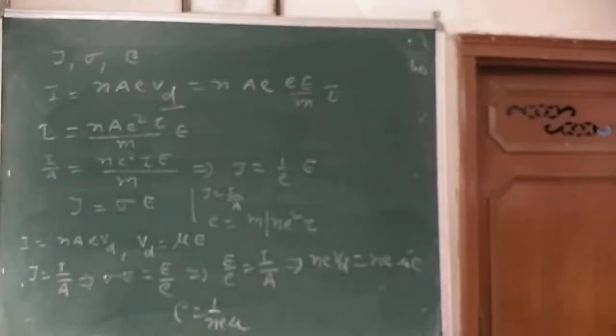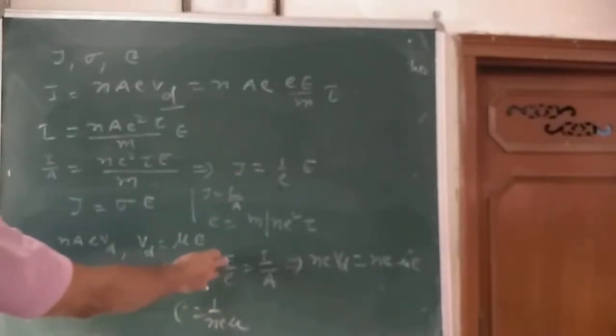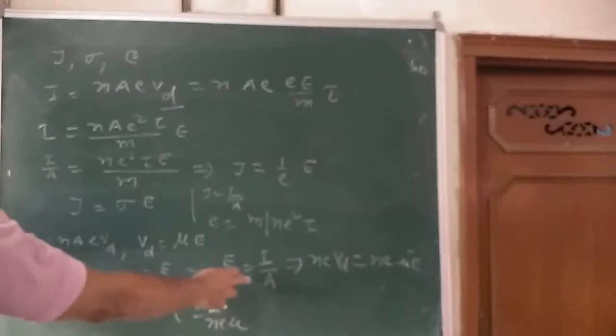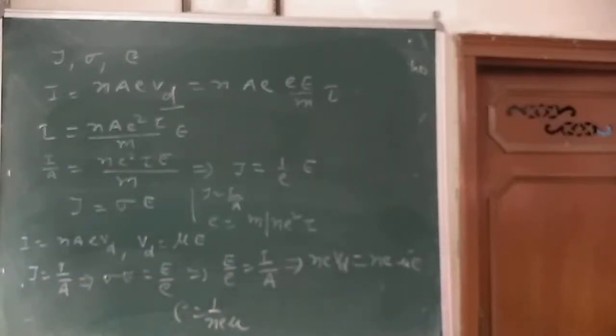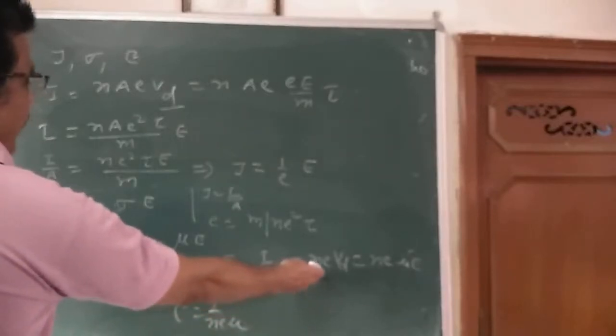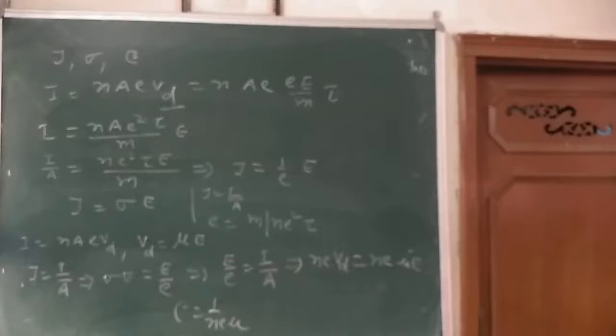See here. Again I am repeating, I is equal to this one, so J equals I by A. In place of J I put sigma E, and in place of I by A, E by rho, so E by rho and I by A are both equal. Is it clear? Then E by rho you can write as n e Vd, that is equal to n e mu E. So rho is equal to 1 by n e mu. This is the result here. Okay.